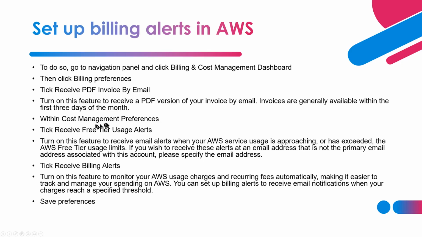Next, you will see cost management preferences. Take this option and you will receive free tier usage alerts. Once we turn on this feature, we receive email alerts when our AWS service usage is approaching or has exceeded the AWS free tier usage limits. If you wish to receive these alerts to an email address that is not the main email address associated with this account, then you can specify the one which you wish.